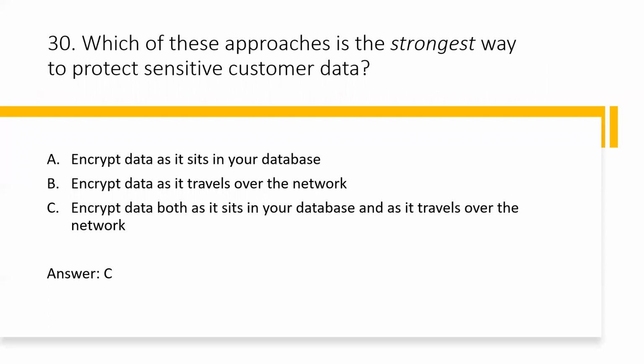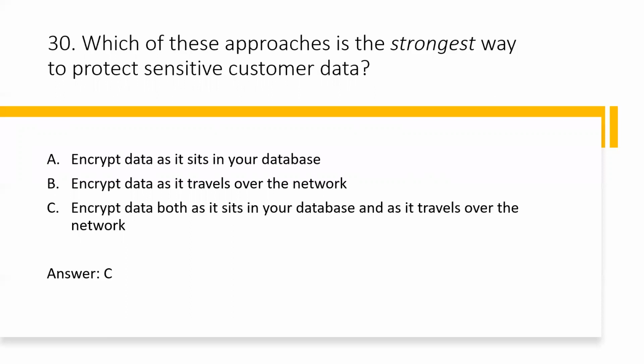Question 30. Which of these approaches is the strongest way to protect sensitive customer data? Option A, encrypt data as it sits in your database. Option B, encrypt data as it travels over the network. Option C, encrypt data both as it sits in your database and as it travels over the network. Here all answers are right, but option A is partially right.